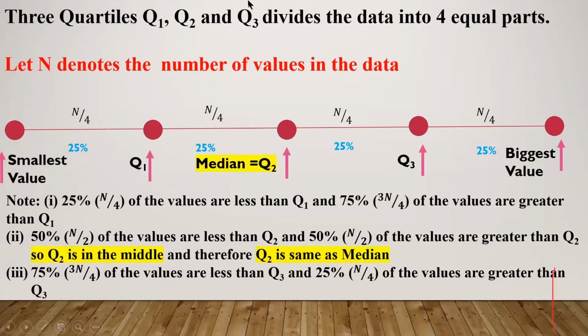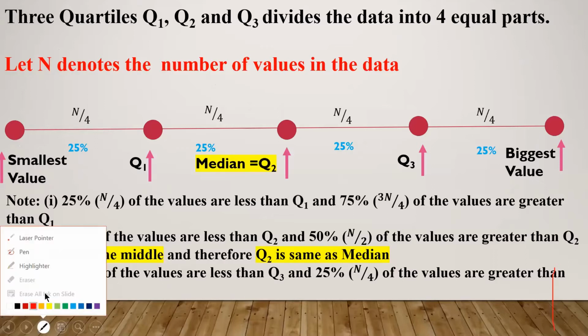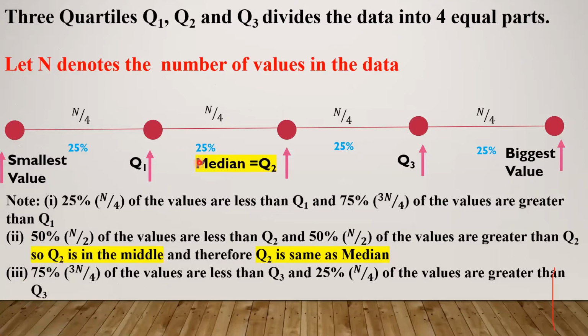Then I have tried to explain this with the help of an example. Let n denote the number of values in the data. I have arranged the data from smallest to biggest. This is my smallest value, this is the biggest value, and from here to here is my data. I want to divide this data into 4 equal parts, so I will need 3 points. This is the first point, second point, and third point. They are called Q1, Q2, and Q3.